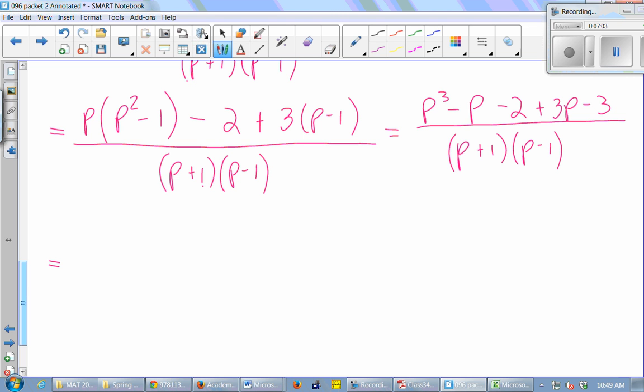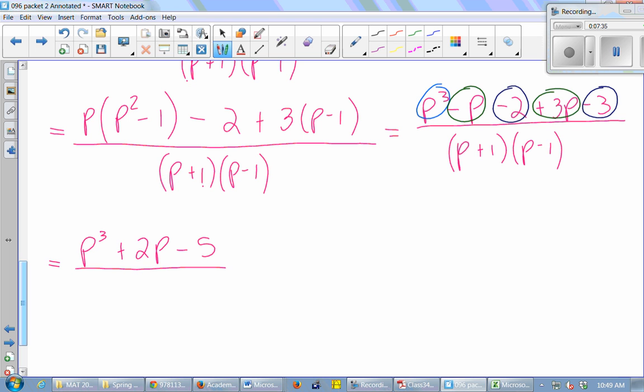Okay, one more little baby step. I'm going to combine like terms on the top. How many p cubes do I have? Just the 1, so I'll copy that down. I've got a p cubed. Any p squareds? Nope. How many p's? I have a minus p and a plus 3p. Those combine to 2p. And then if I look at my constants, I've got a minus 2, minus 3. What do those make? Minus 5. Minus 5 over my common denominator, p plus 1, p minus 1.